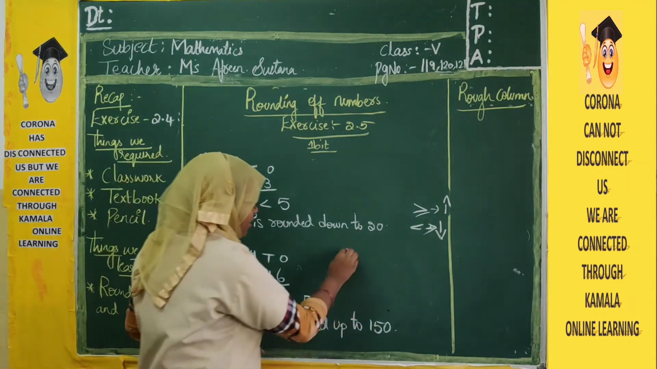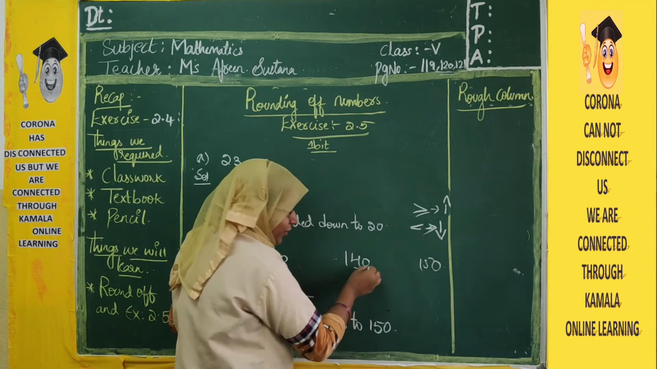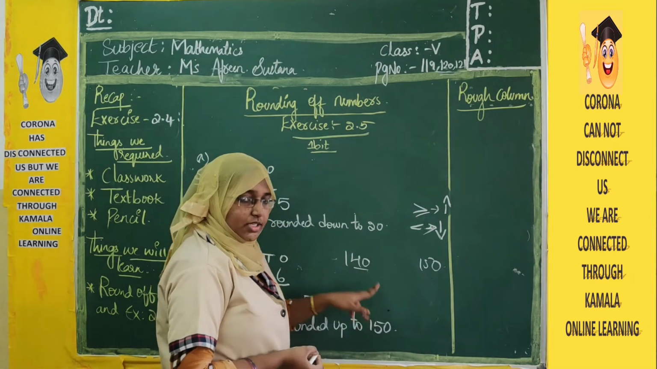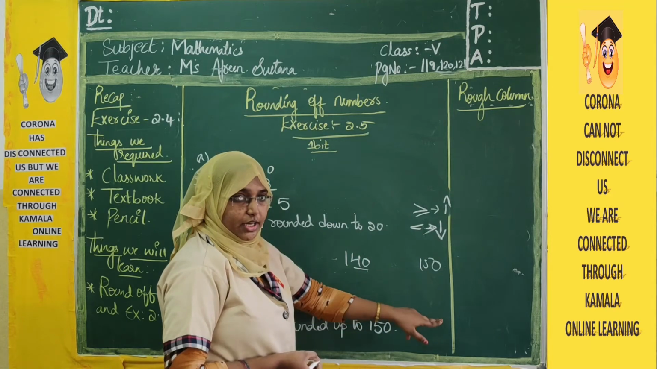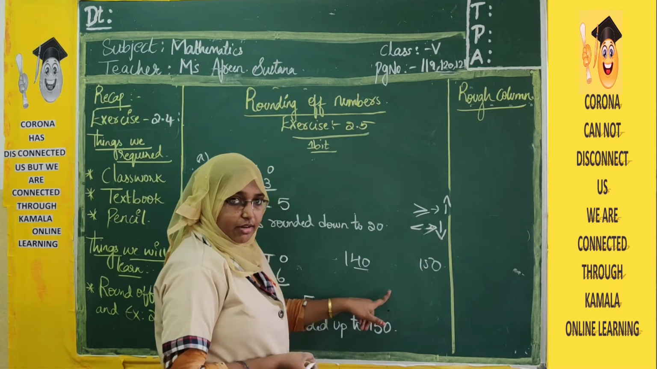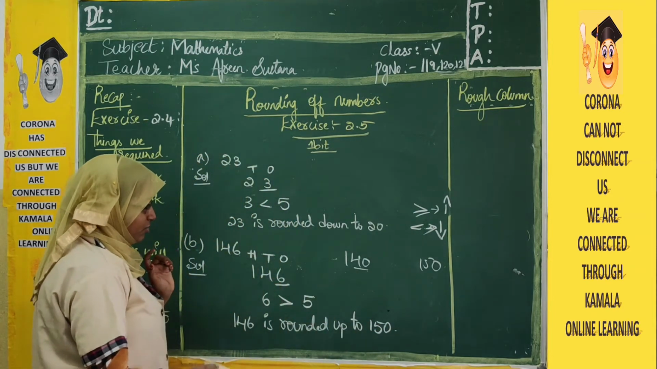146 lies between 140 to 150. This is tens. So 10, 20, 30, 40, 50, 60, up to 100. That is tens. 100 means 100, 110, 120, 130 till 200. 1000 means 1000, 1100, 1200, and so on till 2000.